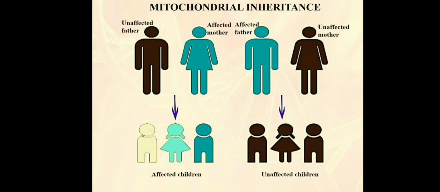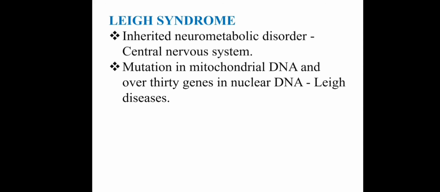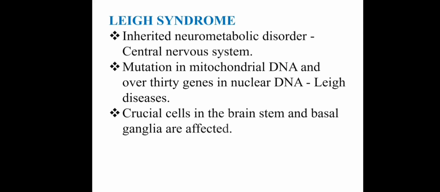The most common inheritance is Leigh syndrome. Leigh syndrome is an inherited neurometabolic disorder that affects the central nervous system. Mutation in mitochondrial DNA and over 30 genes in nuclear DNA have been implicated in Leigh disease. In the case of Leigh disease, crucial cells in the brainstem and basal ganglia are affected.